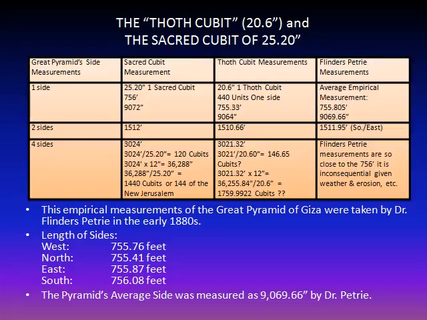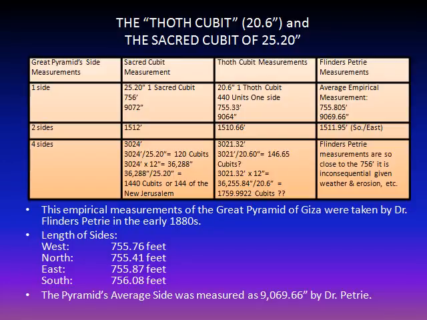cubit measurement. Now, with regards to all four sides of the base of the Great Pyramid of Giza, using the sacred cubit of 25.20 inches, we will arrive at a perimeter of 3,024 linear feet. That figure divided by the sacred cubit itself of 25.20, interestingly enough, comes to 120 of the sacred cubit measurements within the 3,024 linear feet, a very significant number, as we will find later on.